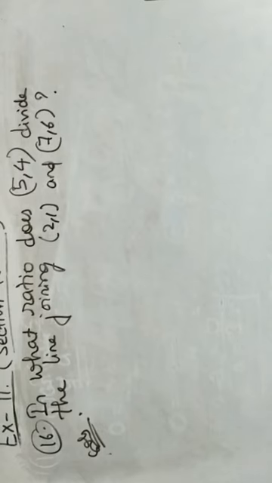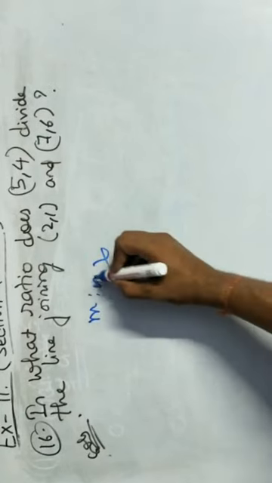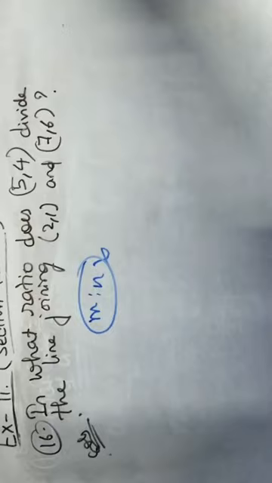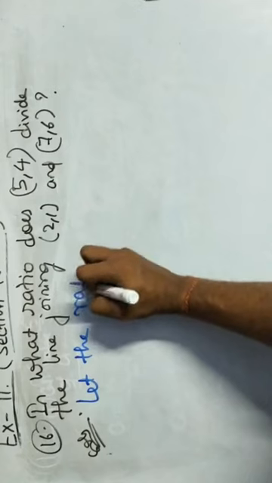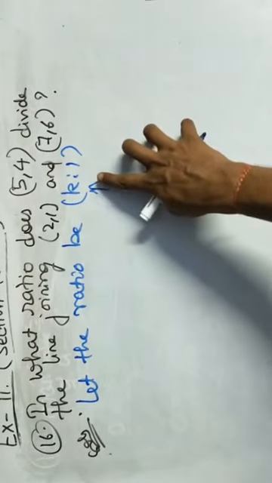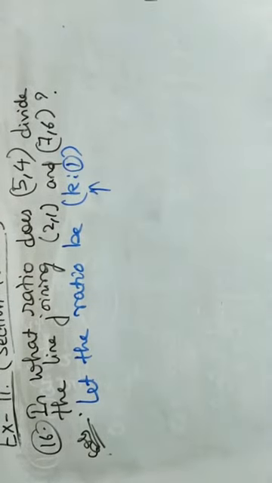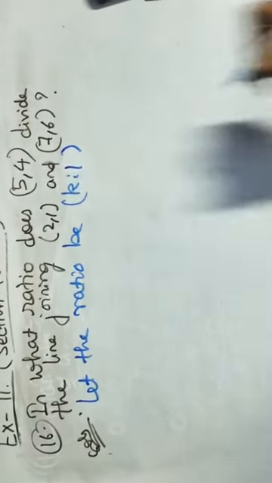Let's go to question number 16 now. In what ratio does the point 5 comma 4 divide the line segment joining the points 2 comma 1 and 7 comma 6? You have to find the ratio. Now here one thing you have to remember, never assume a ratio like this, m:2n. Don't do that. Okay, you'll face problems solving it. Always assume the ratio to be, let the ratio be k:1. You can take any variable here, but remember to take 1 in the second part of the ratio. So I am taking the ratio as k:1.